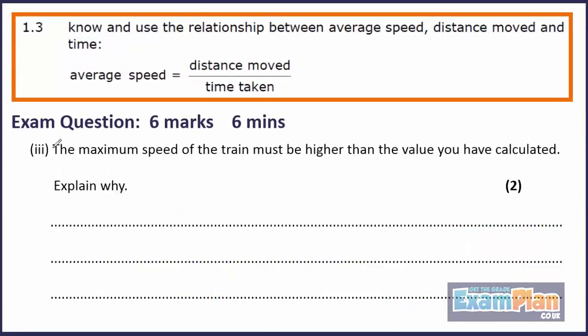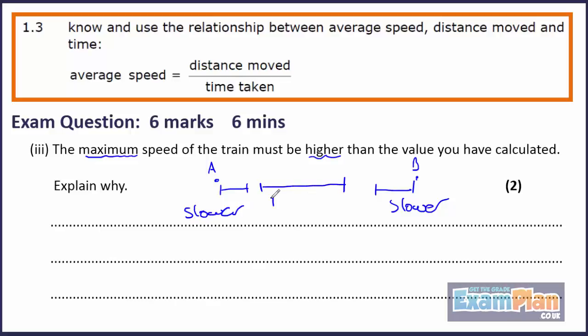Part 3. The maximum speed of the train must be higher than the value you have calculated. Explain why. Here we have to explain an observation and relate our explanation to the question. It is an average speed because at times the train will have been going faster and other times it will be going slower. However, it has asked us specifically why the maximum speed must be greater than the value calculated. This means that there must be points at which the train is going slower.